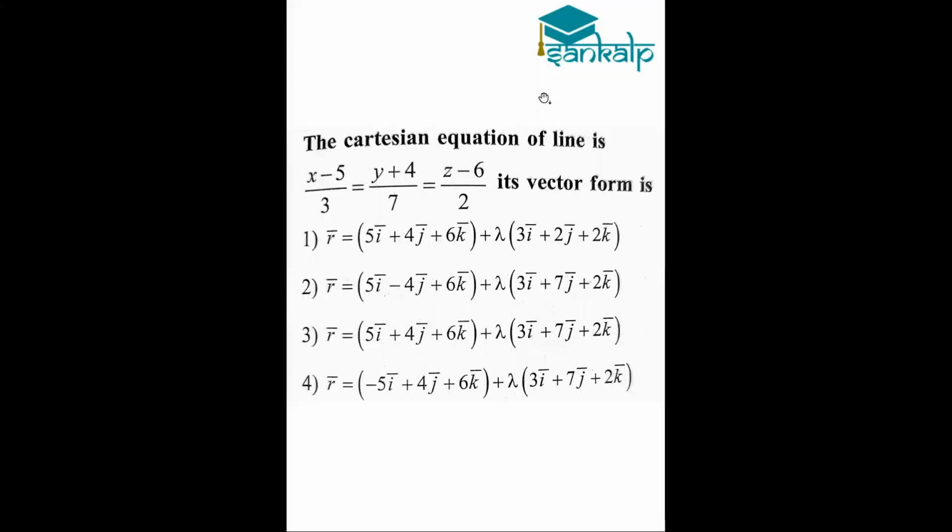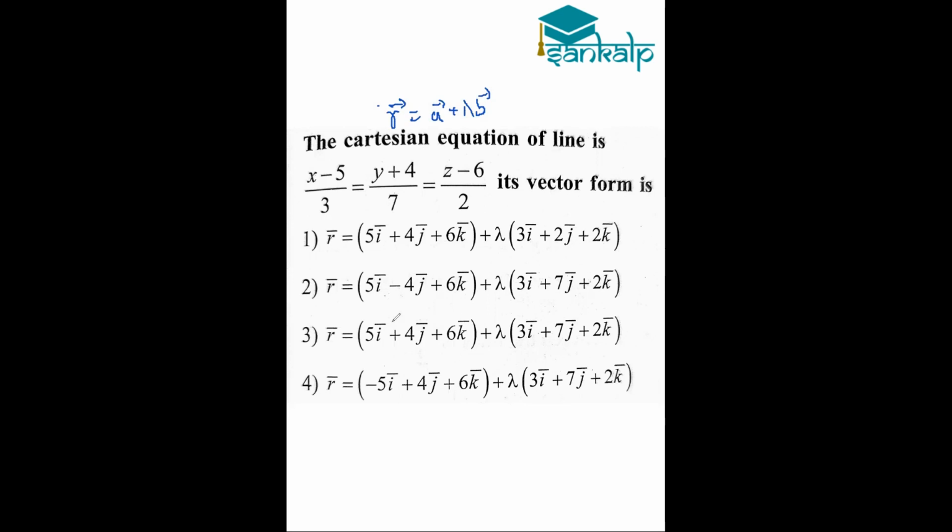So the next question is the Cartesian equation of the line is x minus 5 upon 3, y plus 4 upon 7, z minus 6 upon 2. Its vector form is, so we know the vector form, r is equal to a plus lambda b.